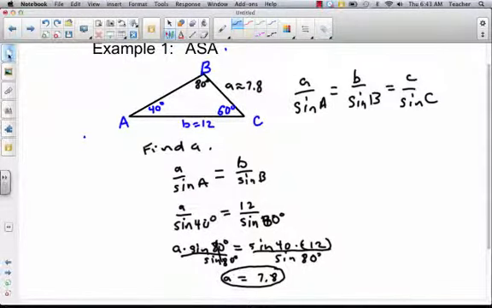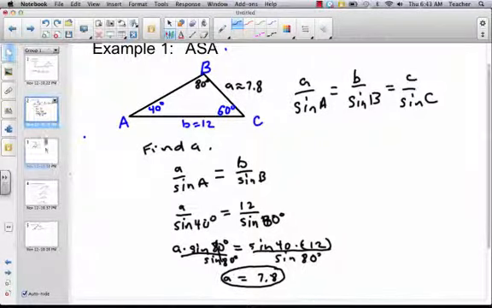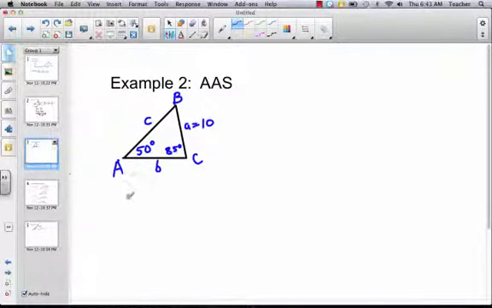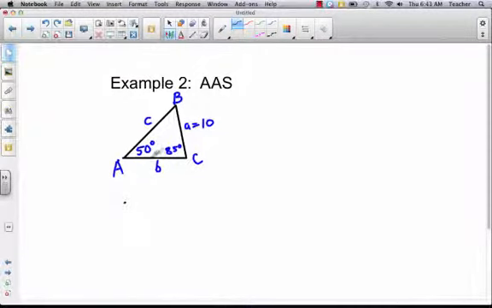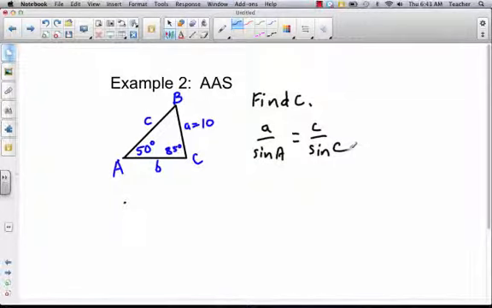As we move on to example 2, we know two angles again, but this is angle-angle-side. We know angle A and angle C, which are right next to each other, and side A. So we set up our formula to solve this. We'll take two parts of the law of sines, and in this case we're looking to find side C. So we take side A divided by sine of angle A is equal to side C, the one thing we don't know, divided by sine of angle C.